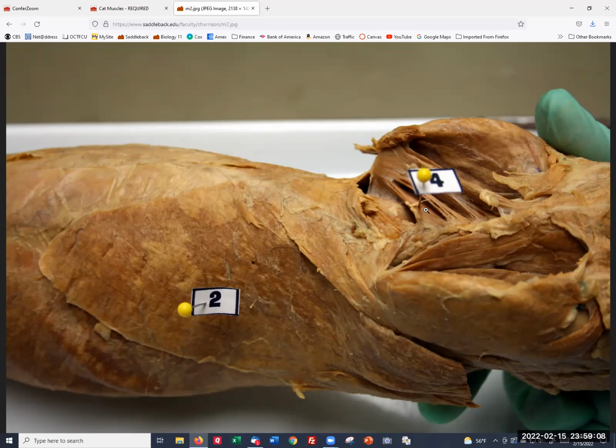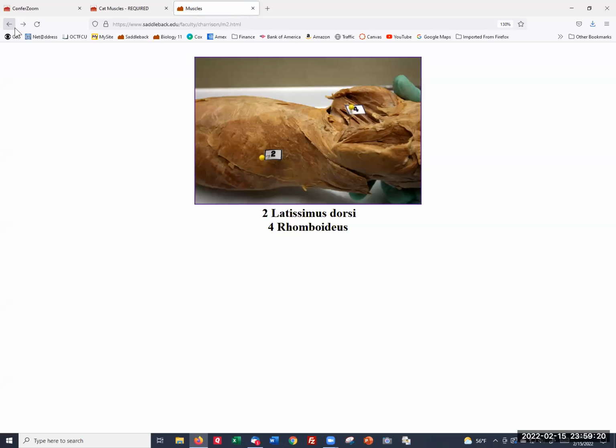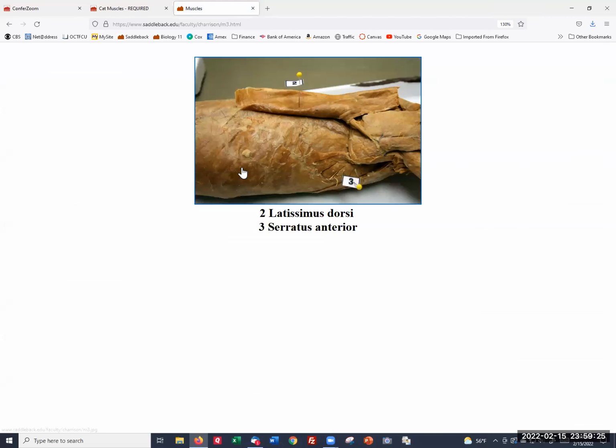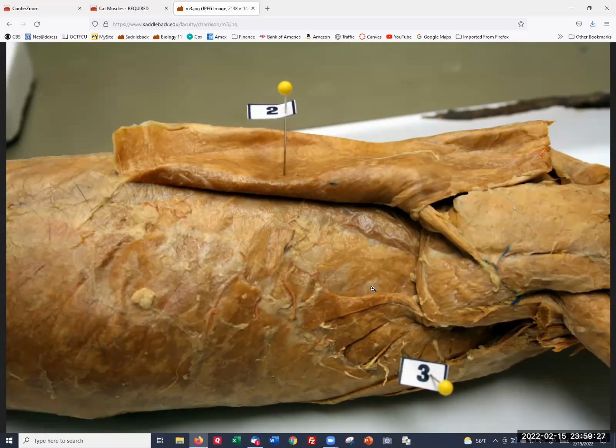The rhomboides up here pull the scapula together. So when we get to number 4, we will say that we just did it. On the cat, the serratus anterior are these muscles that come out in a starburst. Okay? And they do so on the human as well. There's an attachment between them and the scapula.